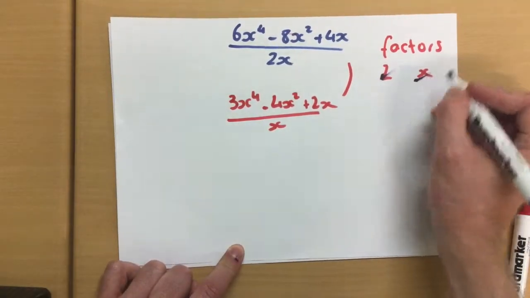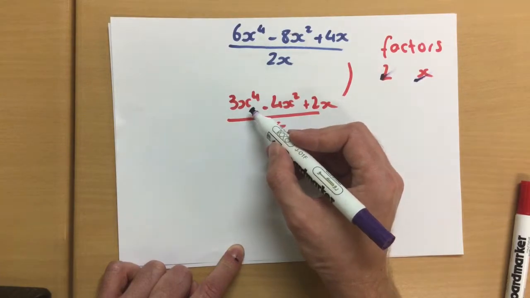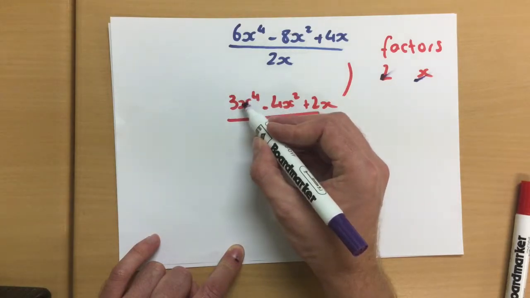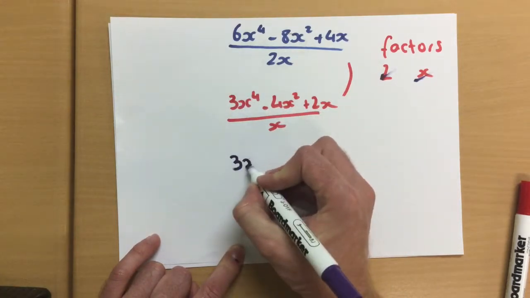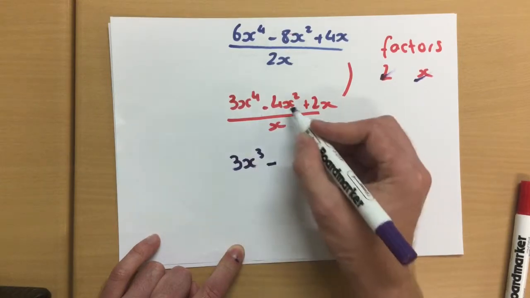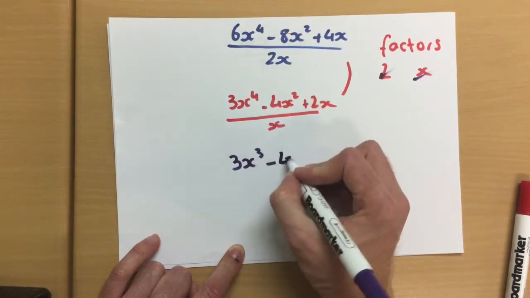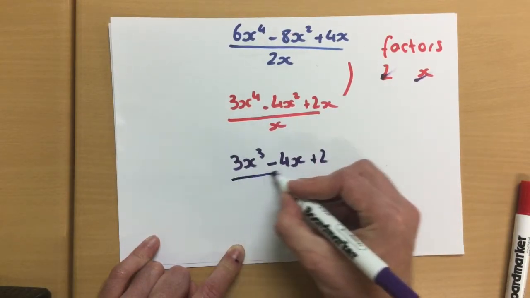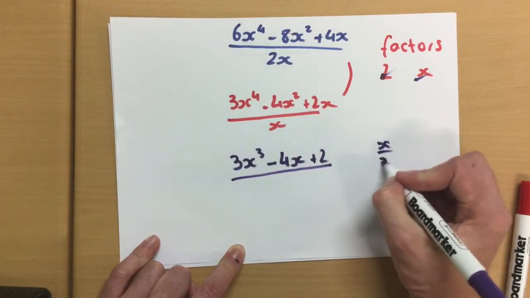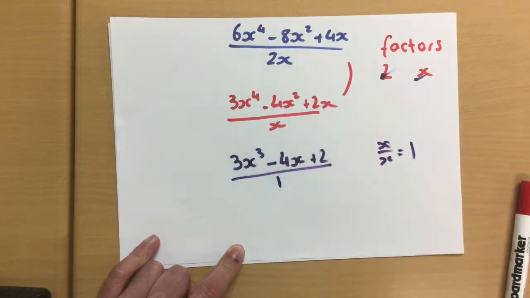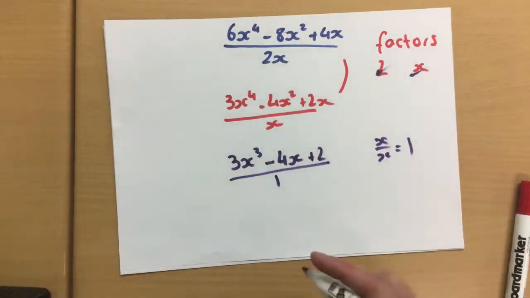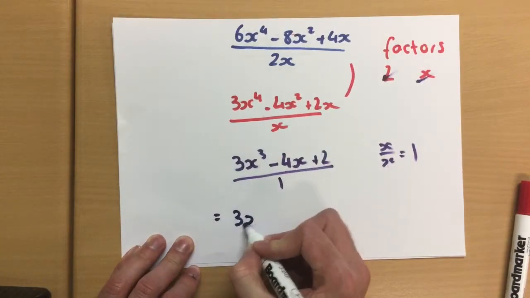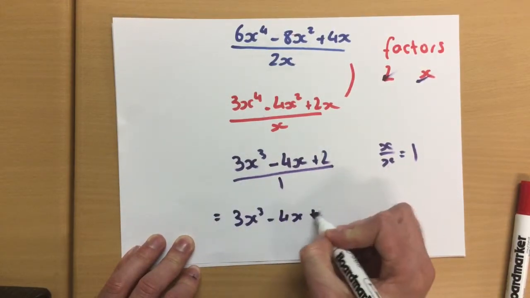Now, let's get rid of the x's. So cancel out 1x from each of these terms. So 3x to the power of 4, so there's 4 x's there, becomes 3x cubed, minus this x times x, so that's going to be 1x left. There's only 1x here, so that's plus 2. Now x divided by x is just 1, leaves us 1 on the bottom. And as you know, if you divide by 1, you don't need to write it, so our answer is 3x cubed minus 4x plus 2.